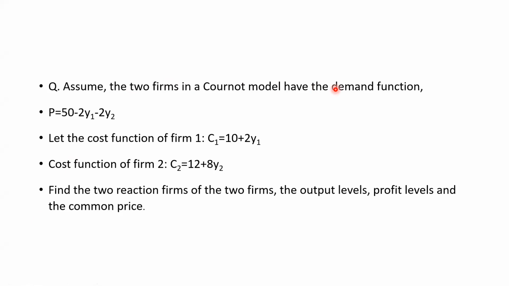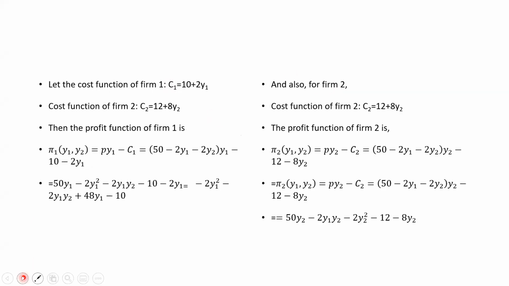We have to find the two reaction functions of the two firms. What are their output levels, y1 and y2? What are their profit levels, pi 1 and pi 2? And we have to find the common price. Now, the cost function of firm 1 is C1 equal to 10 plus 2y1. The cost function of firm 2 is C2 equal to 12 plus 8y2.